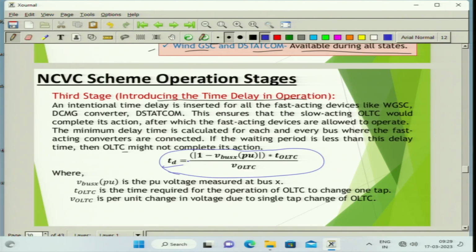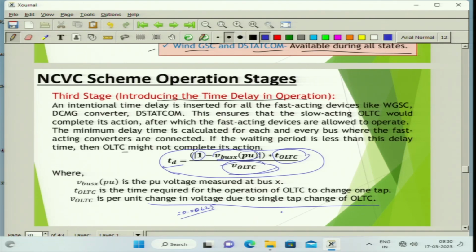It is not fixed. It depends upon the bus voltage, the difference between 1 per unit, the nominal voltage, and the actual bus voltage where that fast acting converter is placed, and the time of operation of the OLTC. V_OLTC is the per unit change in voltage due to a single tap change of the OLTC, which is 0.00625 per unit. This is a constant.